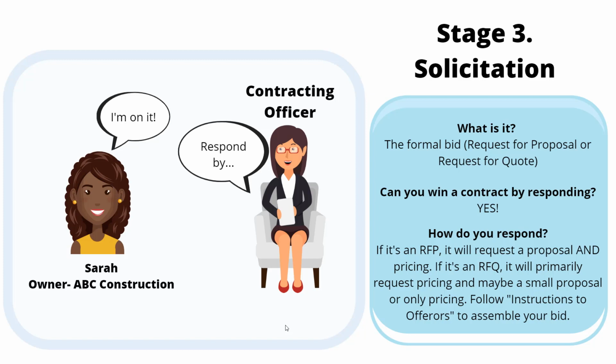So as we can see illustrated in the picture here, we have the contracting officer saying, okay, Sarah, here's the bid, it's up, respond by such and such date, we'll await your proposal response. And then Sarah is rolling up her sleeves, she's getting to work. She's saying, I'm on it, working on her proposal response, and she's going to get that emailed over to the contracting officer by or before that deadline.